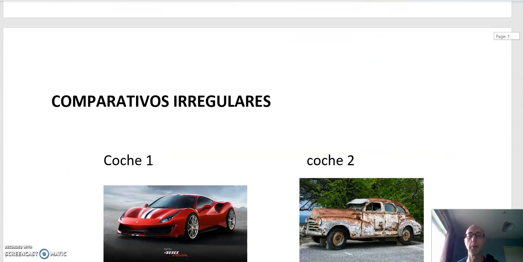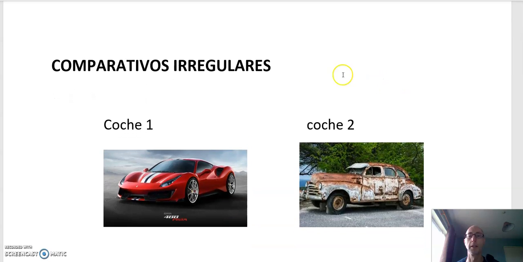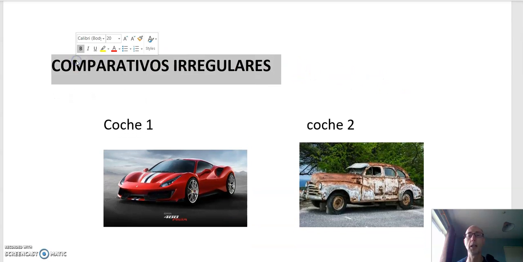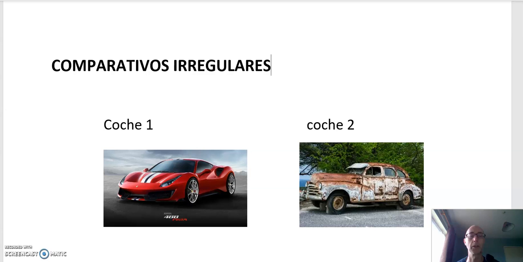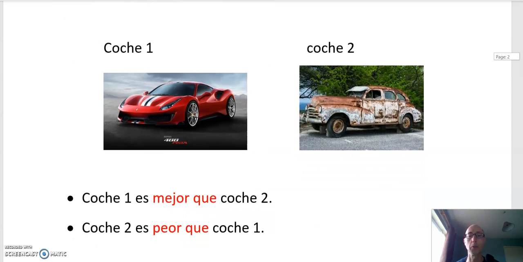First of all, let's look at some irregulares. Comparativos irregulares. There aren't many in Spanish. We use más with nearly all of the adjectives. But let's have a look at some of them. There's a couple. So, coche uno, coche dos. You can see there's a big difference between these two coches. Coche uno es mejor que coche dos. Mejor que.